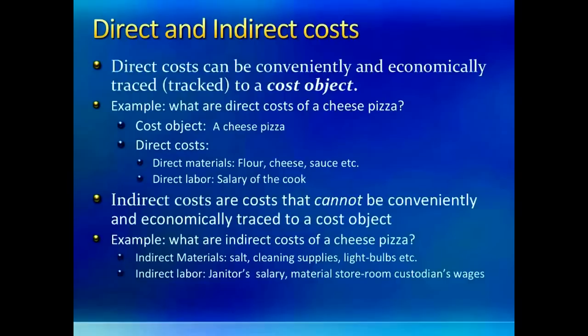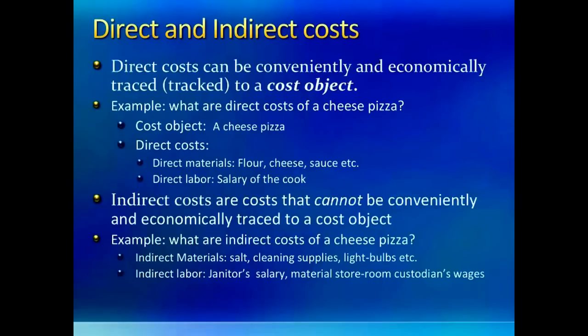Direct cost of a cost object are those costs that can be traced to it in a cost effective way. Direct cost always pertains to a cost object. What is that? Direct cost of what? That is our cost object. Let us suppose you want to know the direct cost of making a cheese pizza. Now, cheese pizza is your cost object.